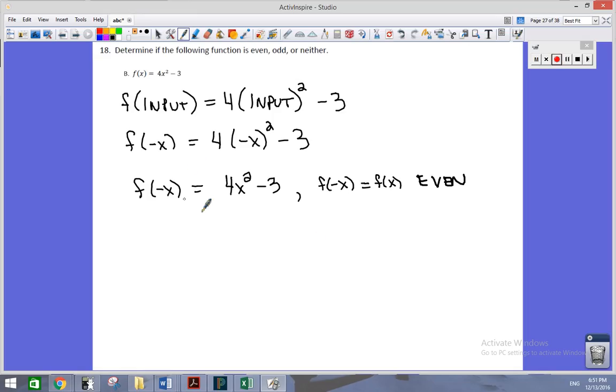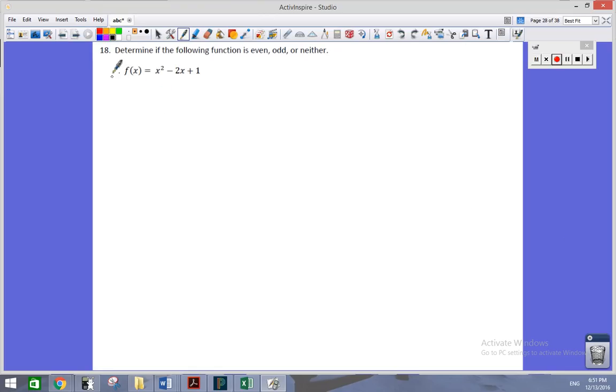So I really don't have to continue any further. If it's even, then it's not going to be odd, and it's not neither. That's my final answer. So I'm just going to move on, especially on a test or quiz. You want to answer things efficiently and then move on. So here, it must be part C. It's been cut off here.